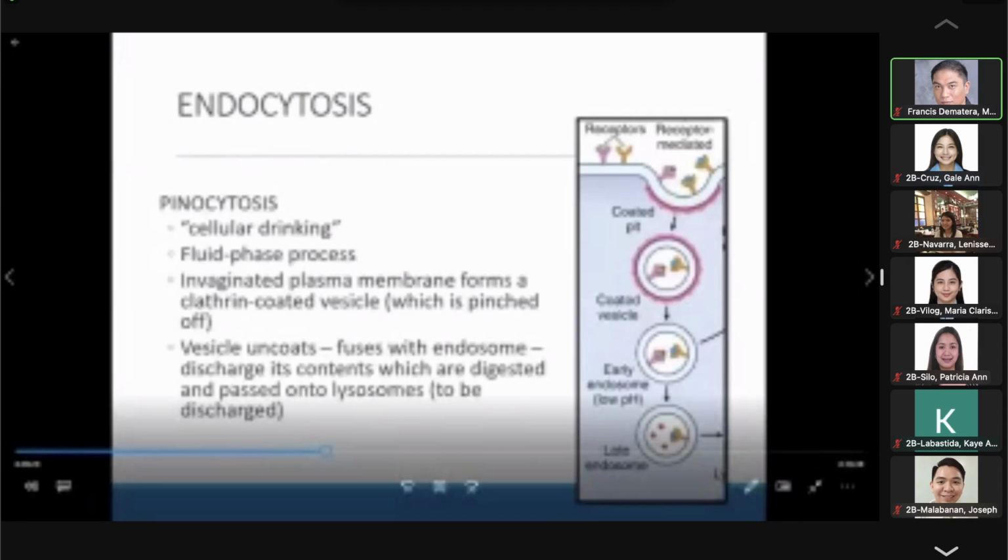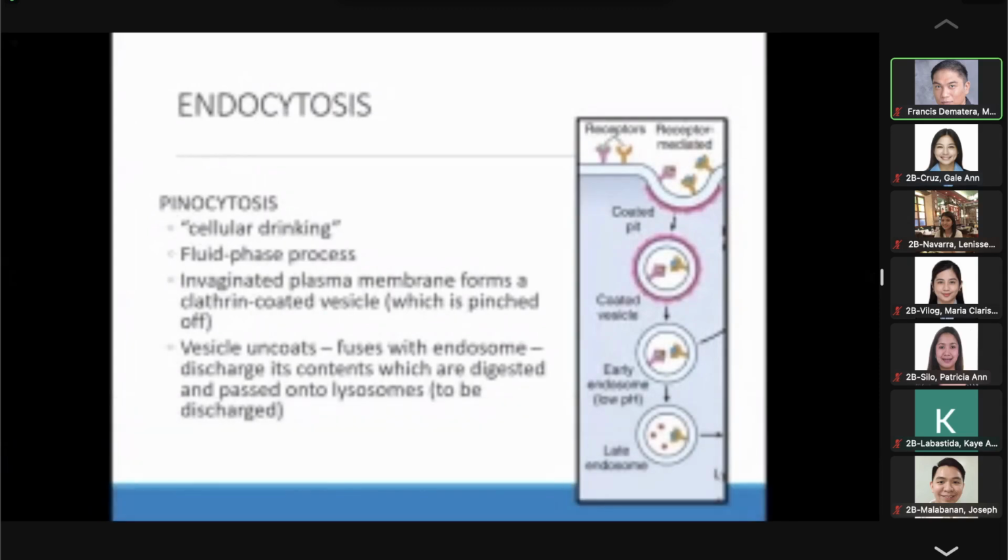So endocytosis is denoted as pinocytosis or cellular drinking, depending on the size of the vesicle formed. So the invaginated plasma membrane forms a clathrin-coated vesicle, which is pinched off with the help of the pinchase dynamin. So the vesicles uncoat and fuse with early endosomes, which are acidic structures, and the contents are discharged for digestion and passage to the lysosome.